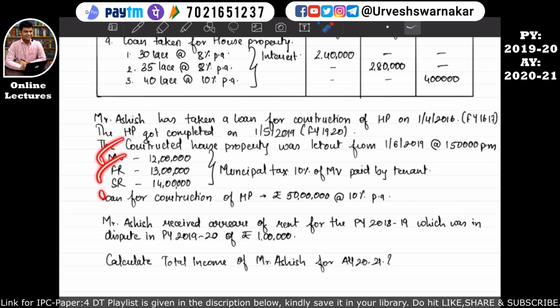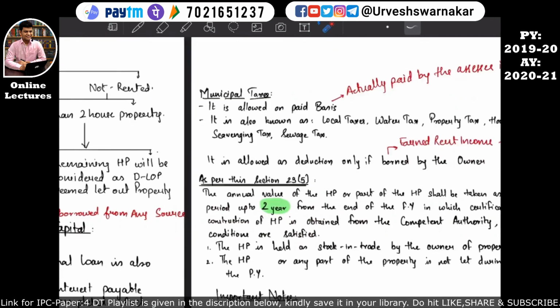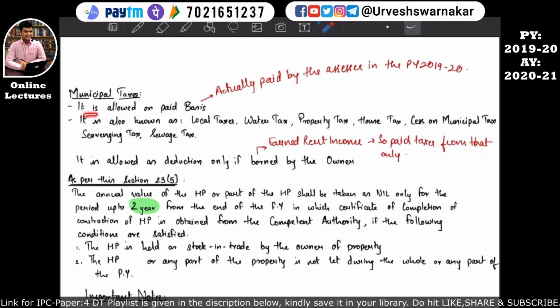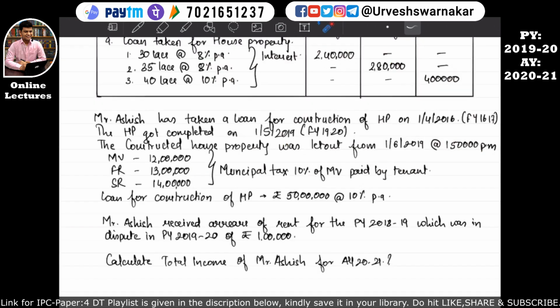Municipal value, fair rent, standard rent details are given, and municipal taxes are 10% of the MV, that is the municipal value, paid by the tenant. So you know by now this will not be allowed as deduction from the GAV. That is what we have studied in our notes. Come back to our notes on municipal taxes. It is allowed on paid basis, and it is allowed as deduction only if paid by the owner or borne by the owner. Since in this question it is paid by the tenant, this 10% of the municipal value will not be allowed as deduction from the gross NAV for this constructed house property. I hope this is quite clear.